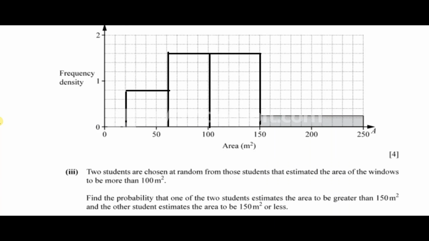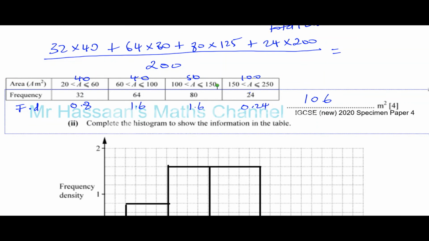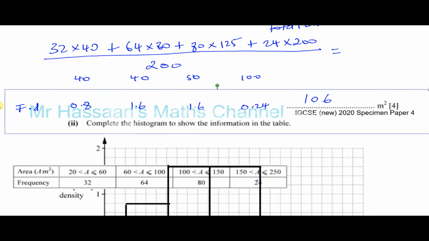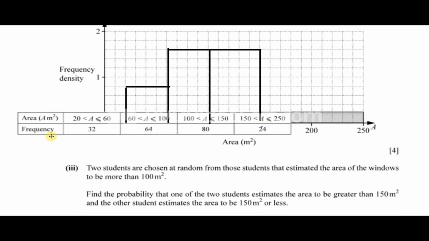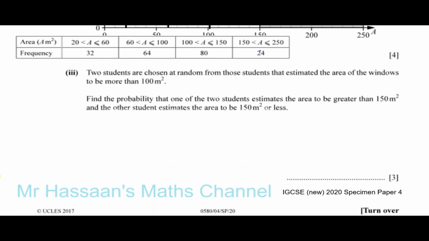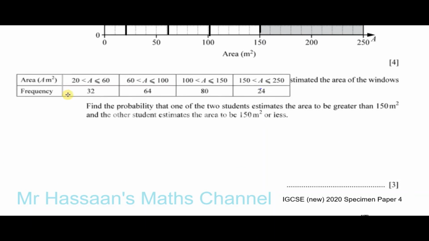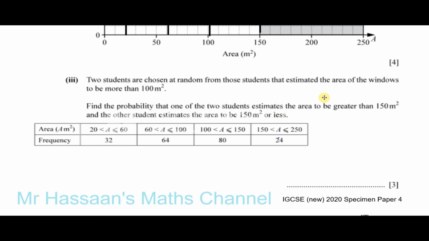Now, then it says 2 students are chosen at random from those students that estimated the area of the windows to be more than 100. Okay, so let me just take this table and bring it down here so we can see more clearly. So these are the students here that estimated the area was more than 100 meters squared. Find the probability that one of the 2 students estimates the area to be greater than 150 and the other estimates the area to be 150 meters squared or less.